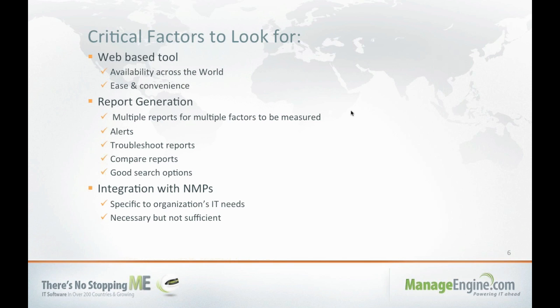Troubleshoot reports come in where an incident has already occurred and you're just looking forward to make sure that it doesn't happen again. So you need to perform a root cause analysis to find out what went wrong and what it takes to put it back to normal. And that is what your troubleshoot reports do.